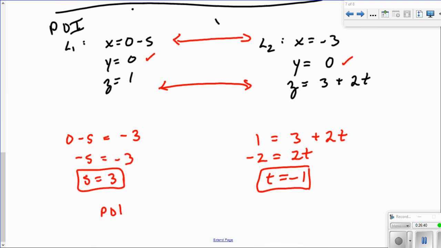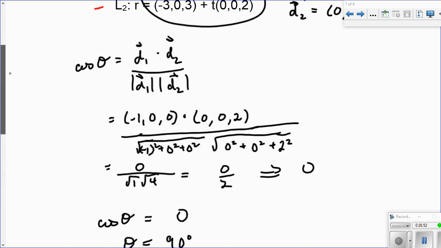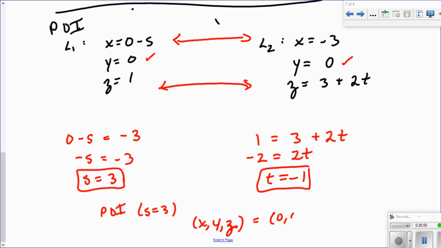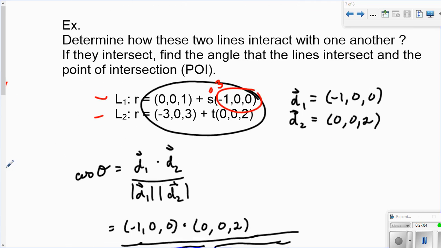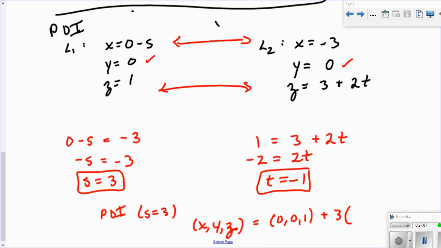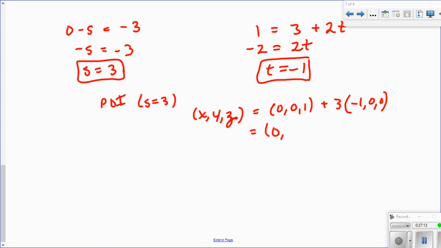Well, let's find it when s equals 3. That'll be the point. I'm going to use my line, (0, 0, 1), and I'm going to let s equal 3, and I'm going to write the rest of my direction vector here. That's (-1, 0, 0). So let's develop this: (0, 0, 1) plus 3 times (-1, 0, 0), which is (0, 0, 1) plus (-3, 0, 0). And let's get my point here, (-3, 0, 1).